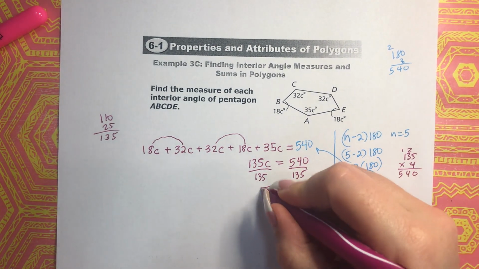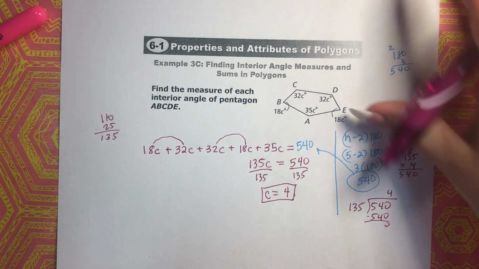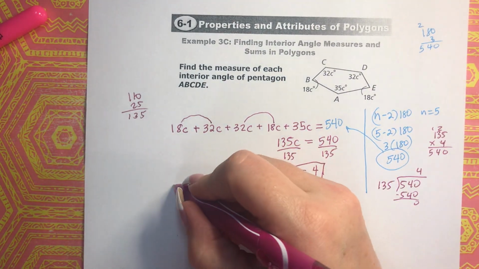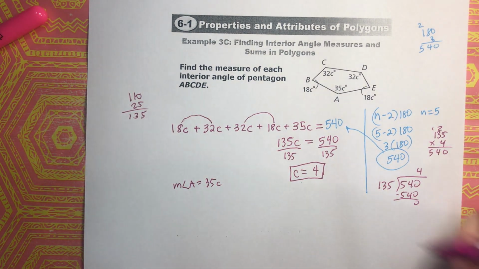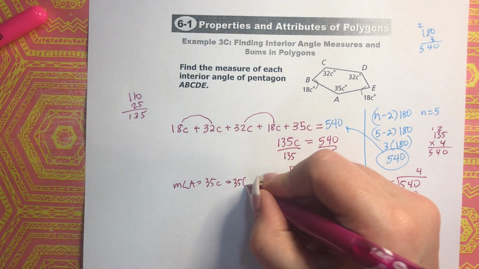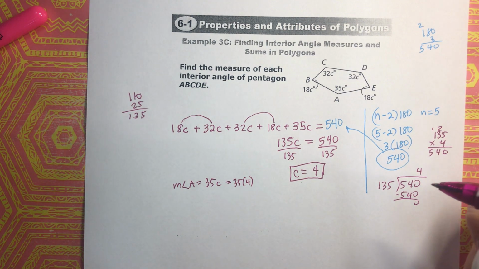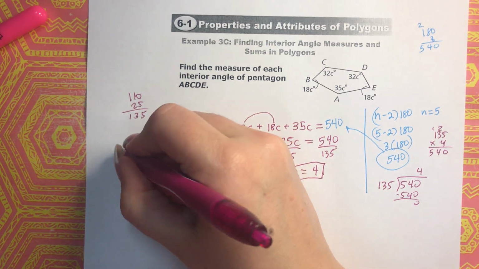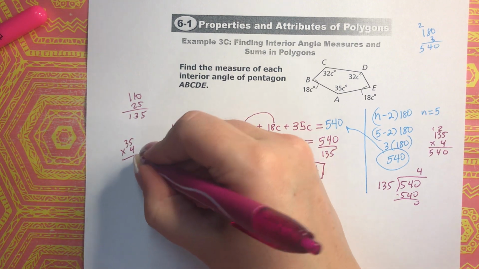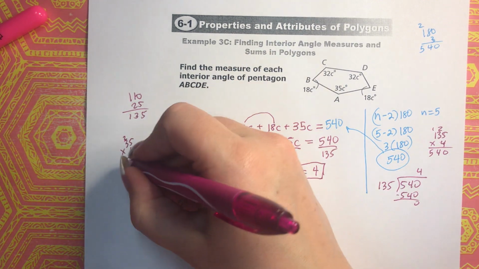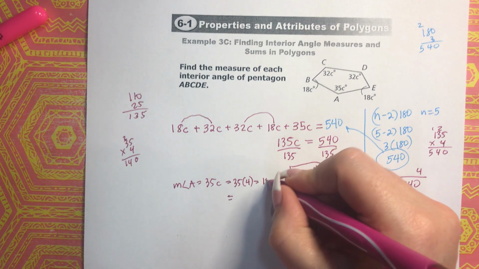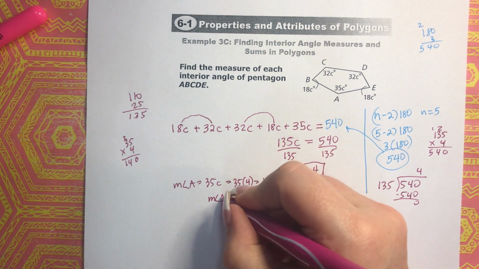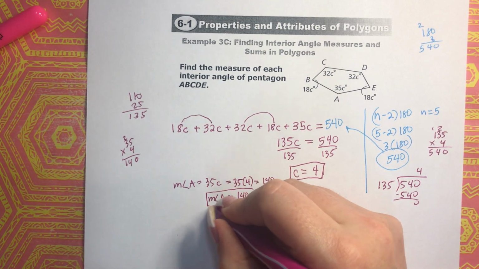So now we just need to figure out what each angle measure is. Let's start with A, right? The measure of angle A equals 35C, and C is equal to 4. So that means it's going to be 35 times 4, which is, what is 35 times 4? 4 times 5 is 20, write the 0, carry the 2. 4 times 3 is 12, plus 2 is 14. So, 140. So the measure of angle A is equal to 140 degrees. Okay.